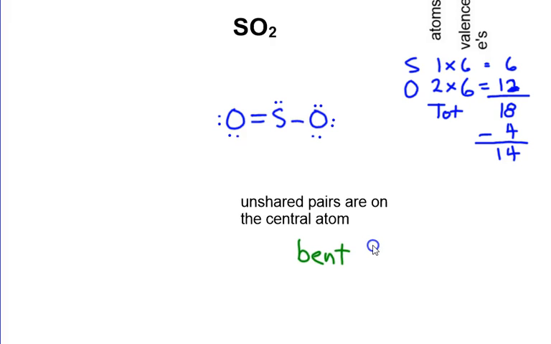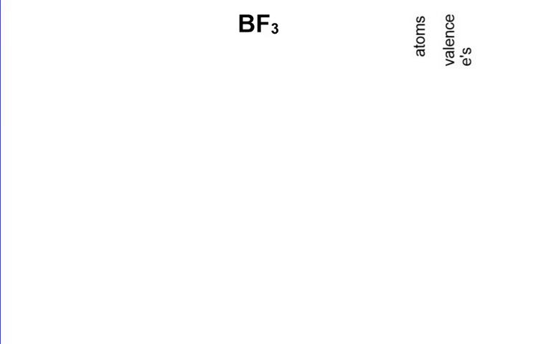And so, because it's bent, we know that those unshared pairs, this guy up here is shoving against this. He's also shoving against this. And that gives us a bent shape for the molecule. And so now we're going to go over here, and let's do boron trifluoride. Wow, that's a mouthful, isn't it?